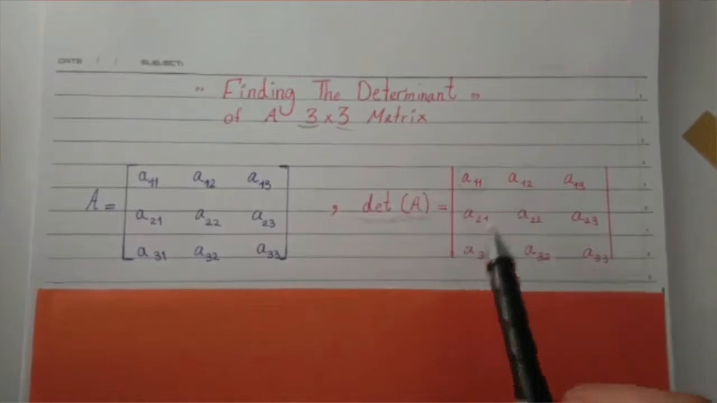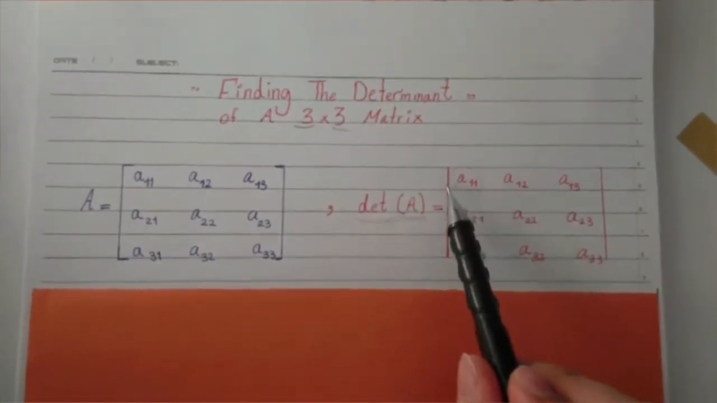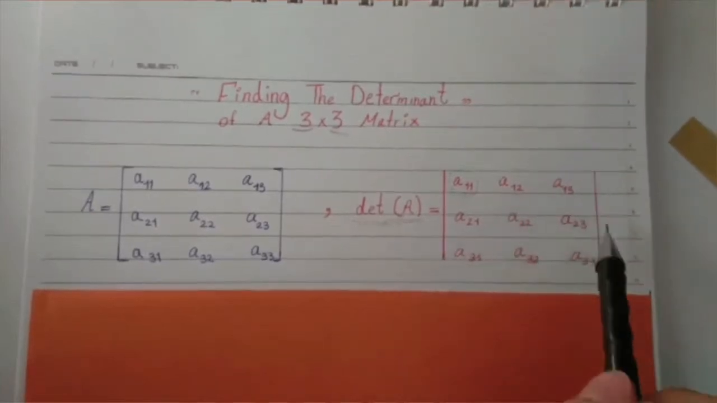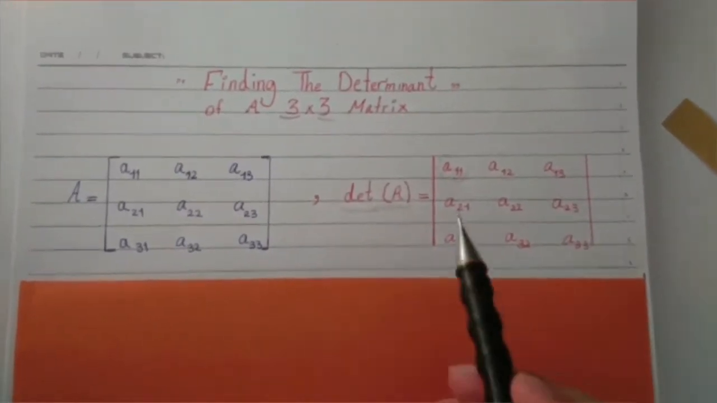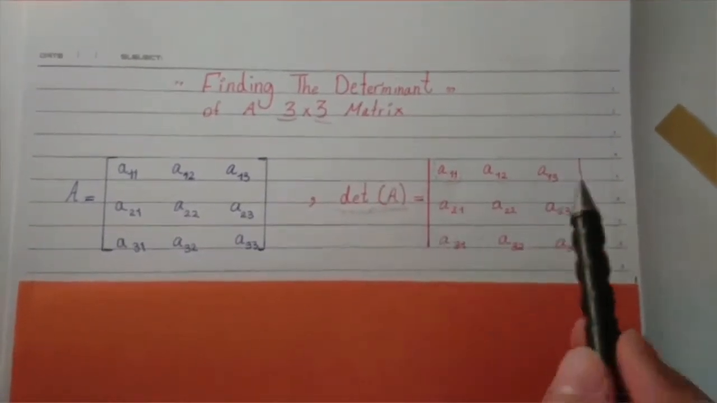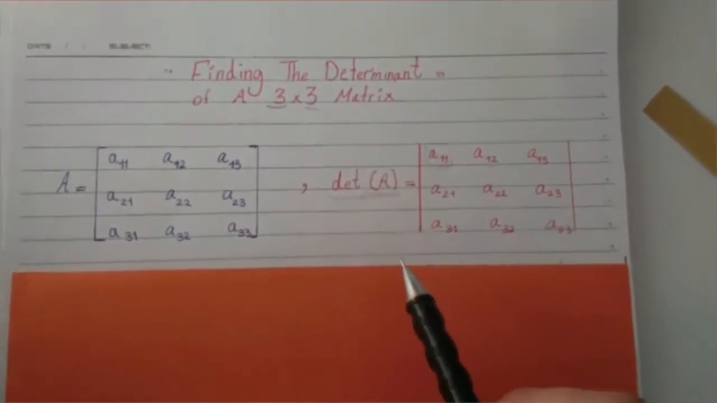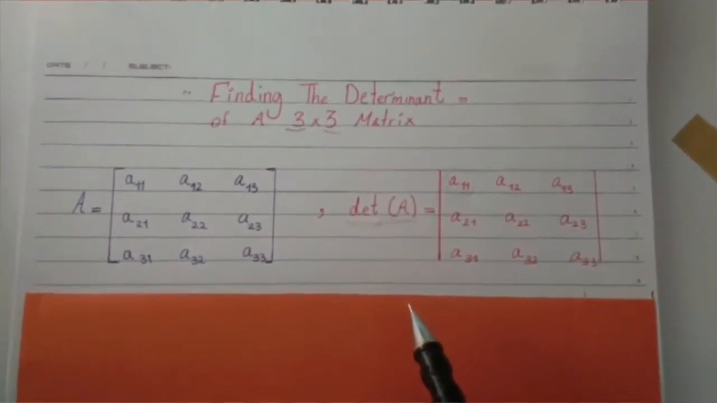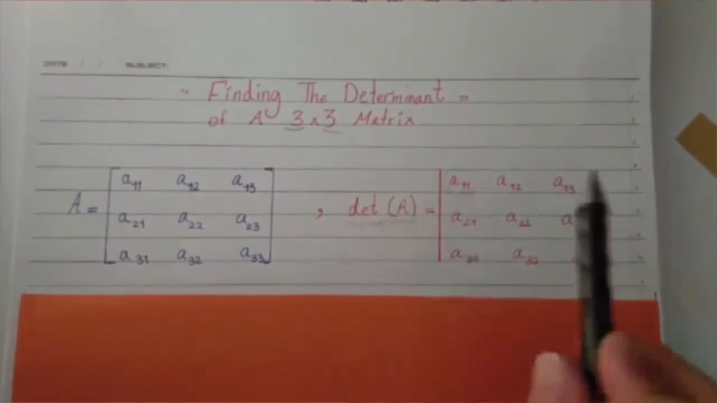And as you are seeing here, we use exactly the same marks as we use when we want to find the absolute value of something, but it doesn't mean the same here. Now I'm going to show you how we calculate the determinant of this matrix.